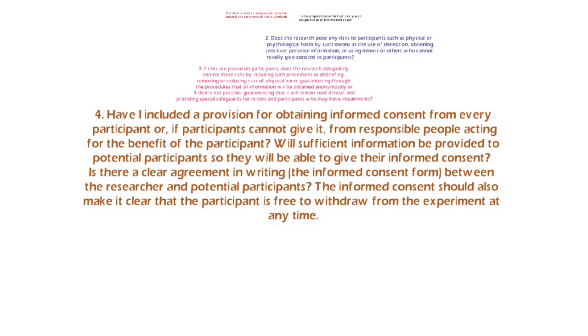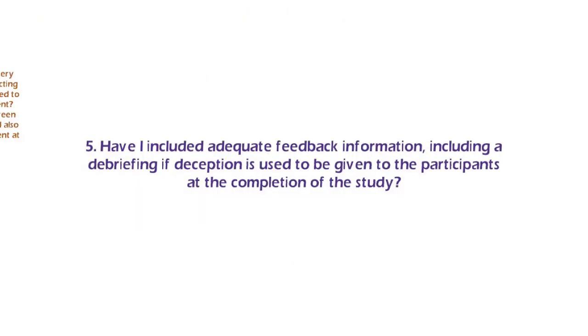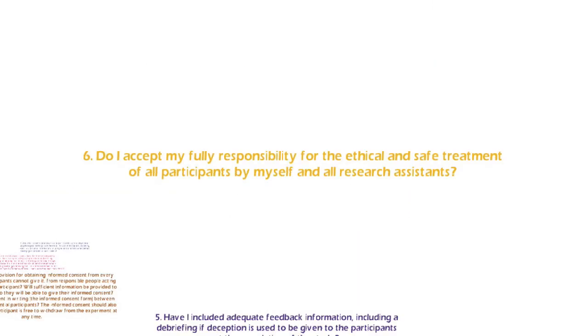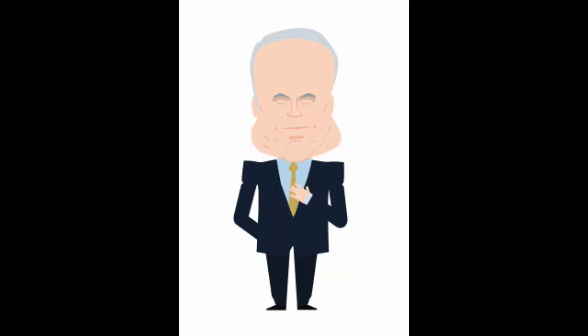Will sufficient information be provided to potential participants so they will be able to give their informed consent? Is there a clear agreement in writing, the informed consent form, between the researcher and potential participants? The informed consent should also make it clear that the participant is free to withdraw from the experiment at any time. 5. Have I included adequate feedback information, including a debriefing if deception is used, to be given to the participants at the completion of the study? 6. Do I accept my full responsibility for the ethical and safe treatment of all participants by myself and all research assistants?